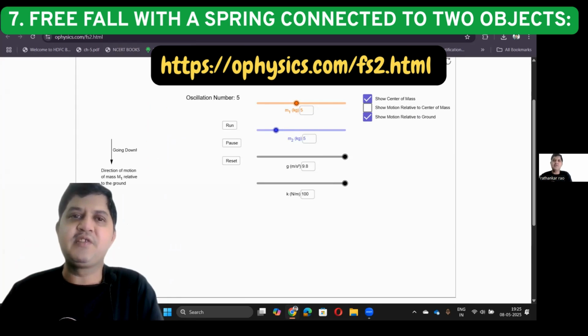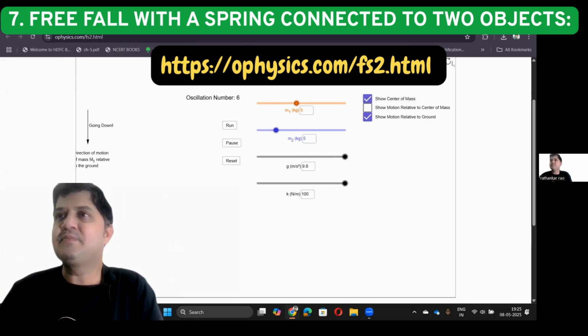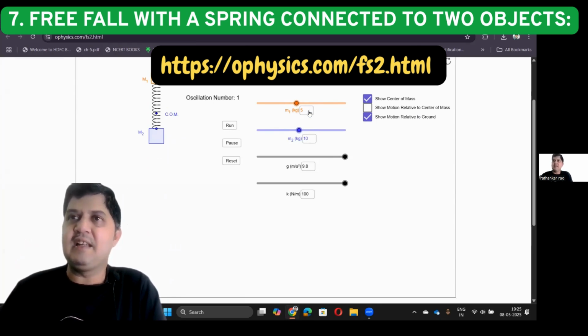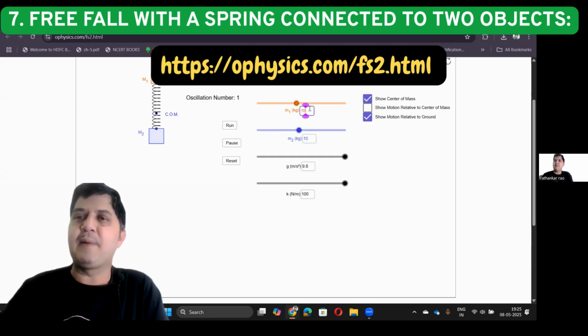Now what I will do is, I will reset this. I brought it back. Now we will increase one of the masses. I will take this mass to be 10 kg. Upper mass is 10 kg. Lower mass, I'll keep it at 5 kg. This is lighter, this is heavier.